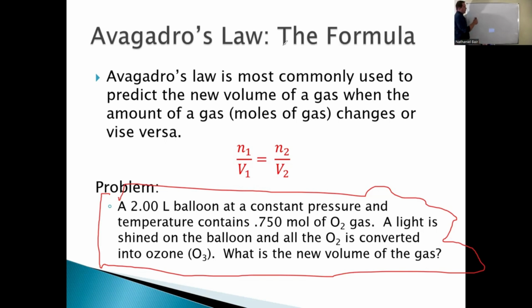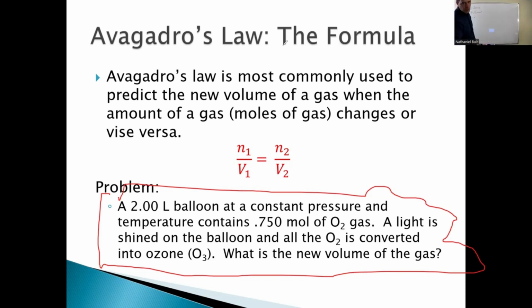All right, we got a volume that is 2 liters, V1, 2.00 liters. We're at constant pressure, constant temperature. We've got an amount of the gas. The initial amount of the gas is 0.750 moles. A light is shined on the balloon, and all the O2 is converted into ozone. What is the new volume of the gas?